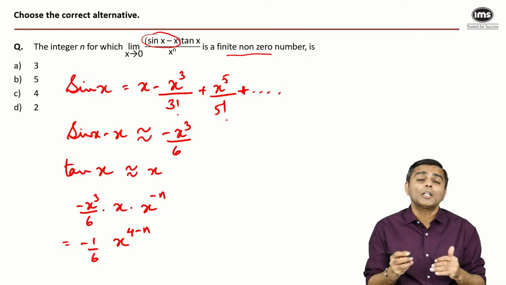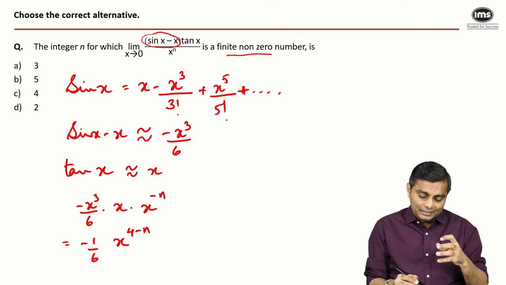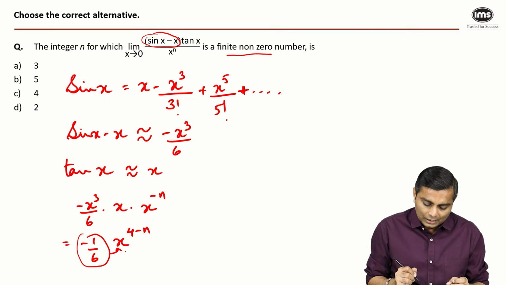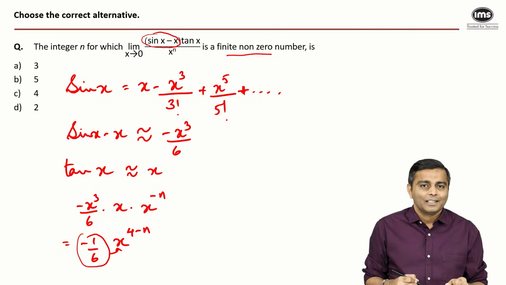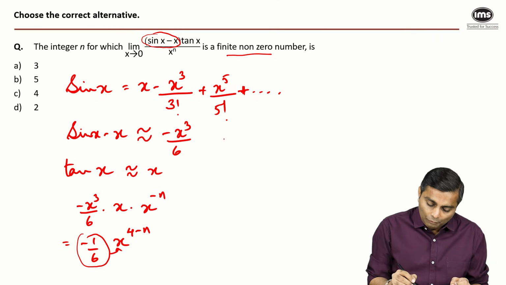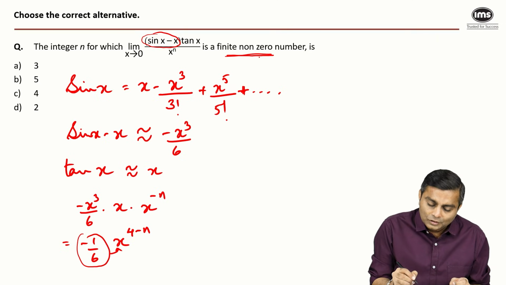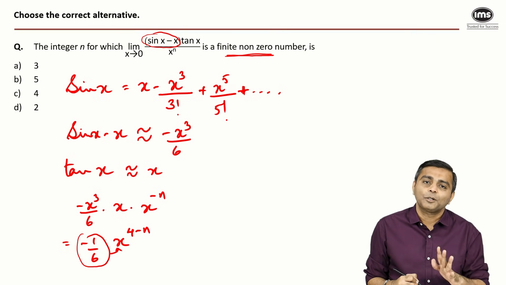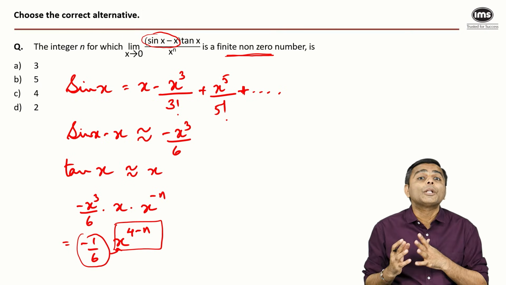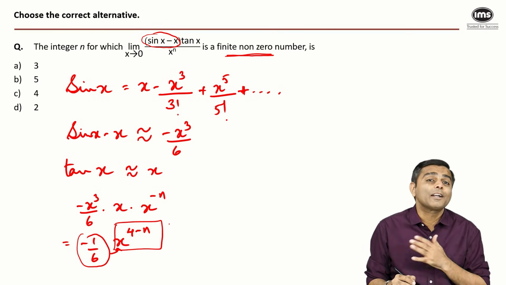If I combine this, I've written this whole thing as a constant times x raised to 4 minus n. Correct? Now, we want to find a finite non-zero number, which means we are trying to find a constant, which means we are not really interested in this term that's a variable. I want to get rid of this term.